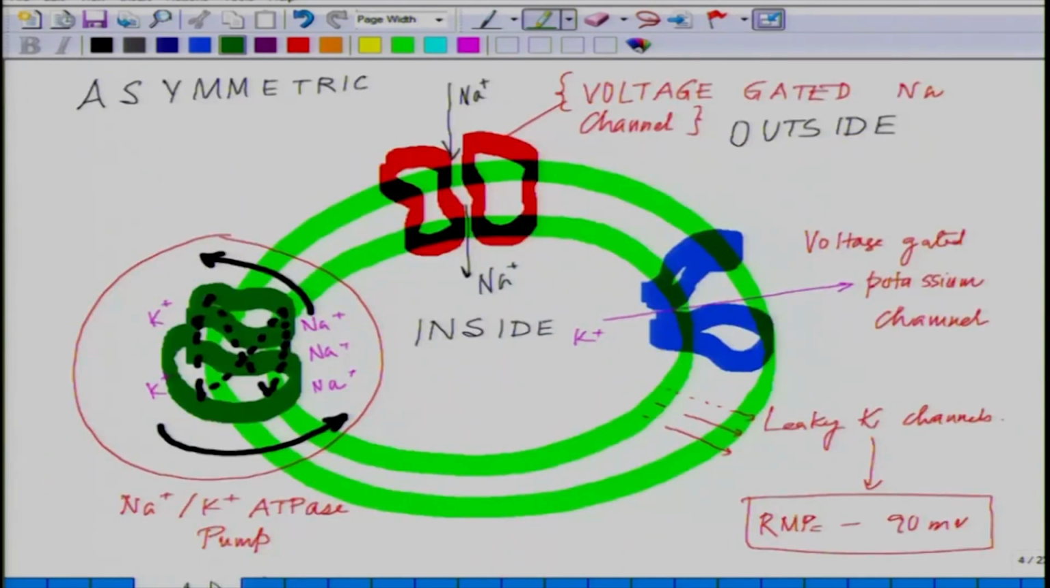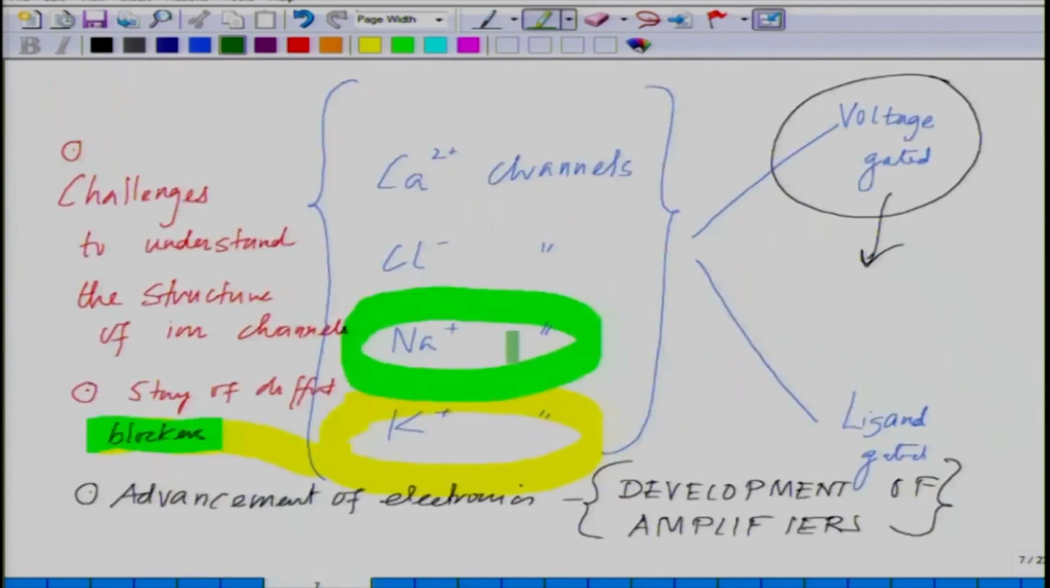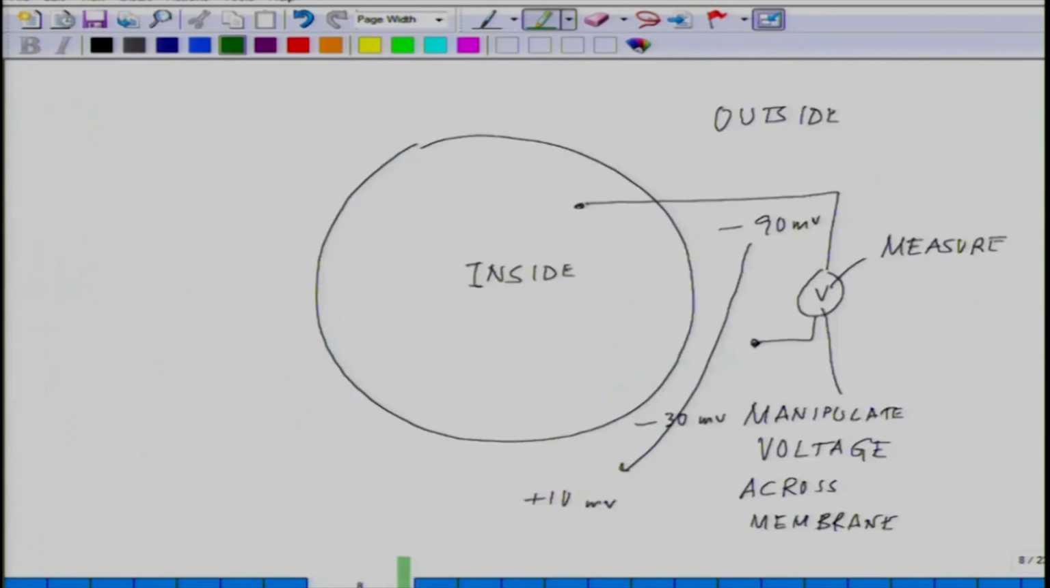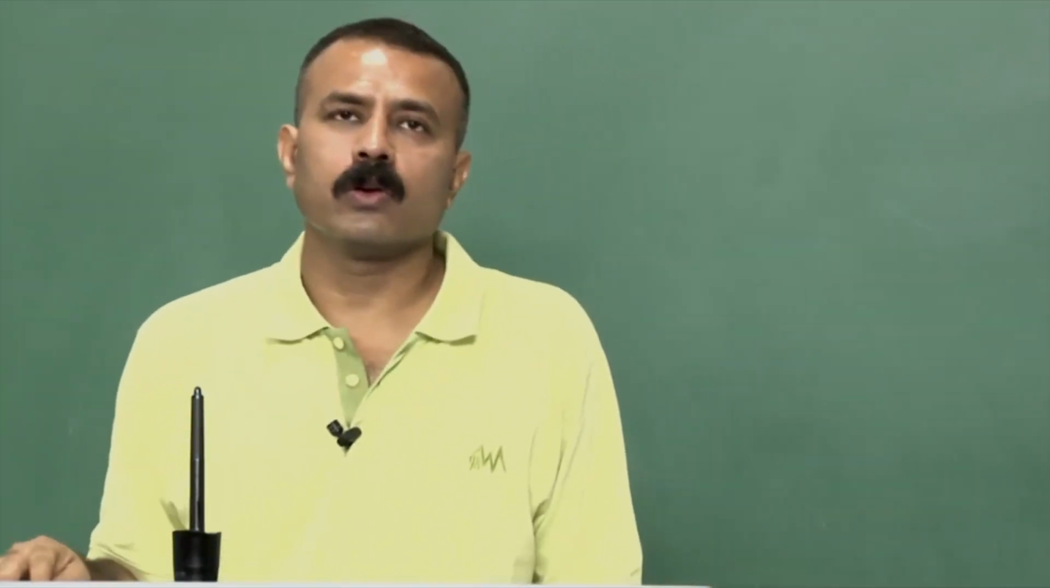Then we talked about the 3 components which are involved: the voltage gated sodium channel, voltage gated potassium channels, and the sodium potassium ATPase pump. Then we talked about the basic structure, the voltage sensors and the gates in sodium and potassium channels. And then we talked about the challenges in understanding the structure of ion channels and the advancement in electronics. And in a subsequent class we will talk about how to manipulate the voltage across the membrane, which could lead to an insight into the understanding of voltage gating.